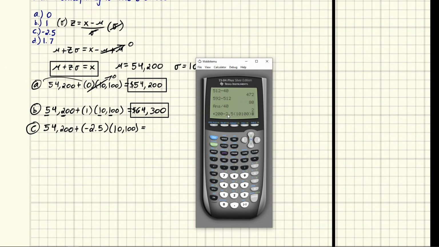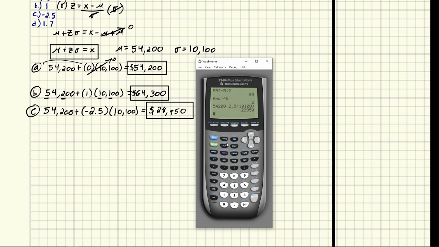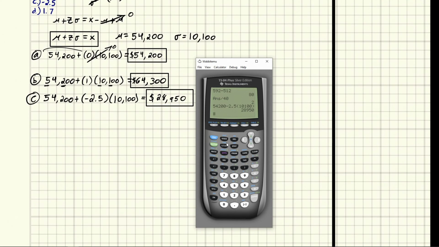On the later iterations of this calculator, there's no difference, but these ones differentiate between the subtraction and the negative sign. So we're going to hit enter, and we get a value of 28,950. So if you're 2.5 standard deviations below the average, you're making a lot less money. And that's something you should also understand: a z-score of 3 is really, really big. 2.5 is pretty big. 4 is like crazy.